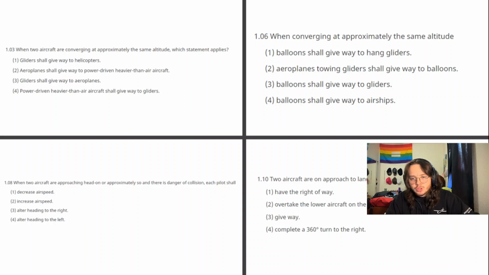In this case, the answer is just 2. Airplanes towing gliders shall give way to balloons. It doesn't matter what the glider is in this case. An airplane towing something has to give way to balloons.